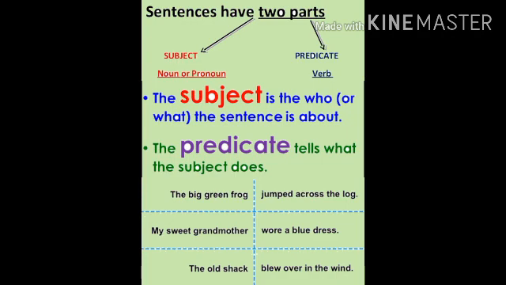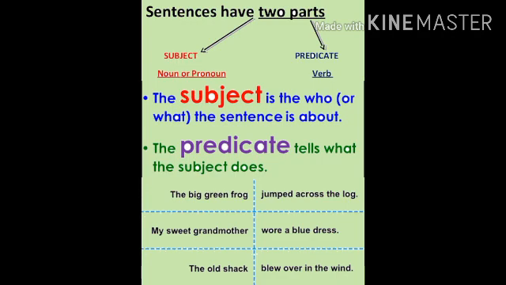Now let's analyze the second one. My sweet grandmother wore a blue dress. Students, which is the verb here? Wore. Now ask the question. Who wore a blue dress? What's the answer you are getting? My sweet grandmother. Now, third question. The old shack blew over in the wind. Identify the verb first, which is, here, blew. What blew over in the wind? The old shack. So, the old shack becomes the subject.